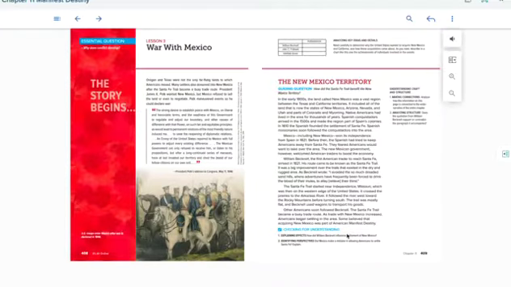Okay, so again, Becknell is the one who helped make the Santa Fe Trail popular. And again, this opened up for more U.S. citizens to settle the area.